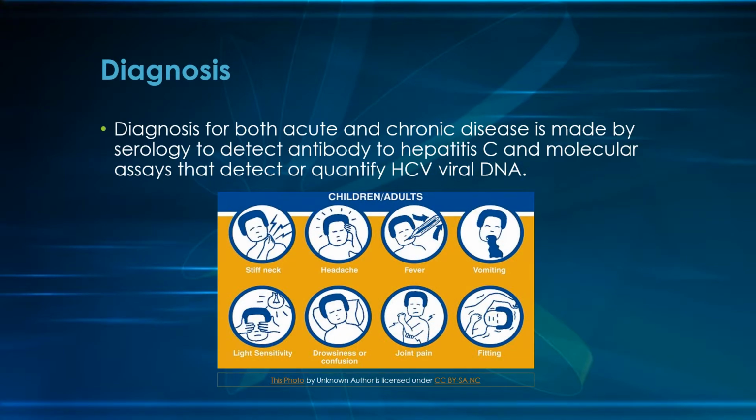Diagnosis for both acute and chronic disease is made by serology to detect antibody to hepatitis C and molecular assays that detect or quantify HCV viral RNA. And here is a chart for both children and adults, a symptom chart of what they may present in the office with.